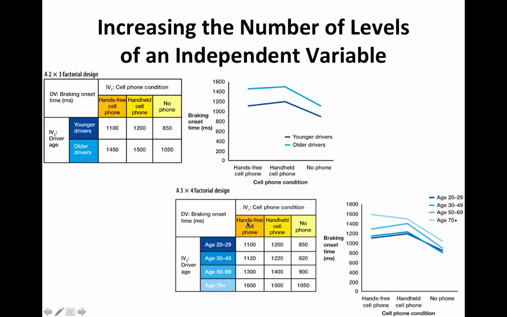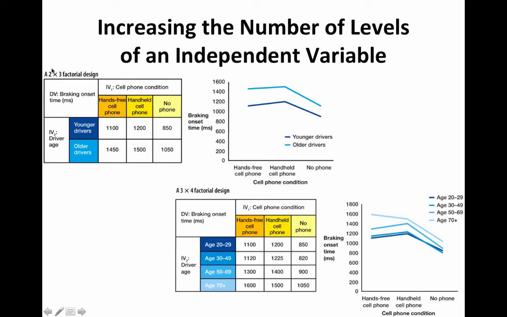And here we've kept the 3 conditions for the phone, but now we split up age even more. So 20 to 29, 30 to 49, 50 to 69, 70 plus. And you can see the graph of the results here. The 70 plus have problems here with the hands-free cell phone. They have a hard time braking when that's the case. But everybody does better with no phone than with a phone. So the other thing to know about this is in labeling the designs, people talk about the levels of the factors.